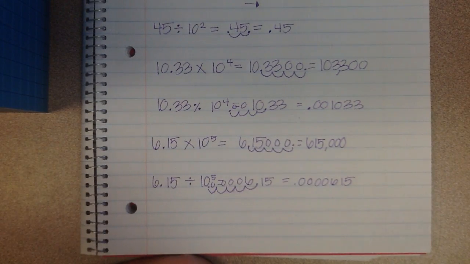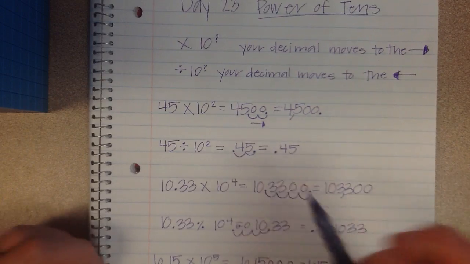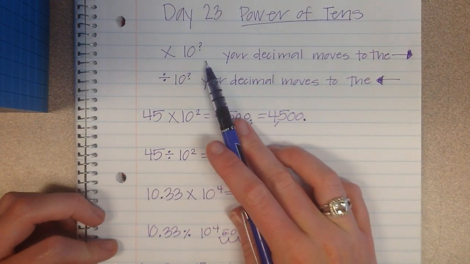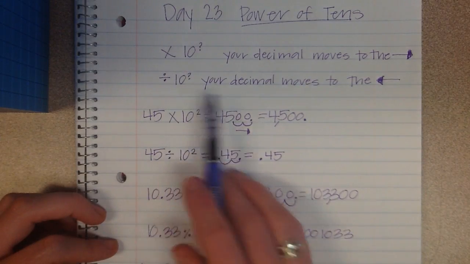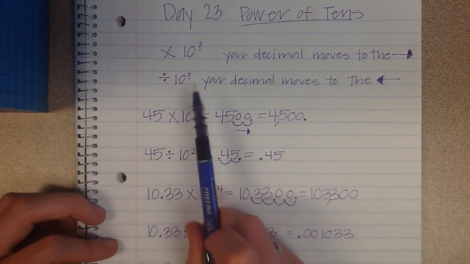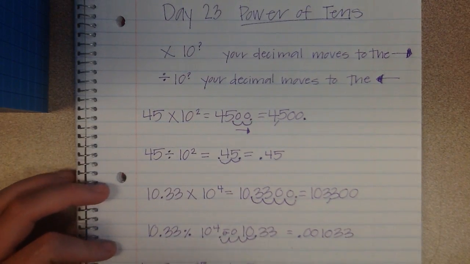Tomorrow in class we are going to practice doing this. This is the very, very basic. What you need to remember is when you are multiplying, your decimal moves to the right by how many times your exponent says, and when you're dividing, your decimal moves to the left how many times your exponent says. Come with any questions you may have.